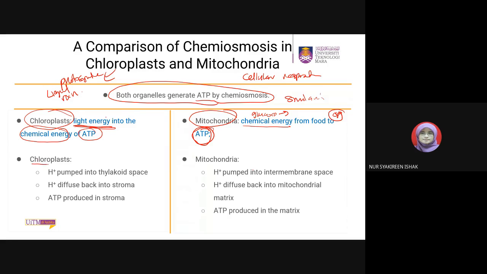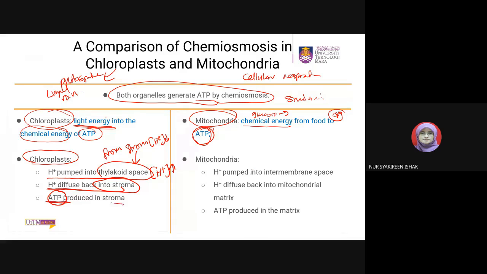Kalau another difference, okay, pergerakan hydrogen ion tu. Kalau dalam chloroplast, the hydrogen ion is pumped into the thylakoid space from the stroma. Low concentration of hydrogen ion in the stroma to the thylakoid space, which has high concentration of hydrogen ion, and then hydrogen ion diffuses back into the stroma. Bila dah tinggi sangat dalam thylakoid space, dia akan diffuse back into the stroma through ATP synthase. And ATP synthase produces ATP in the stroma.